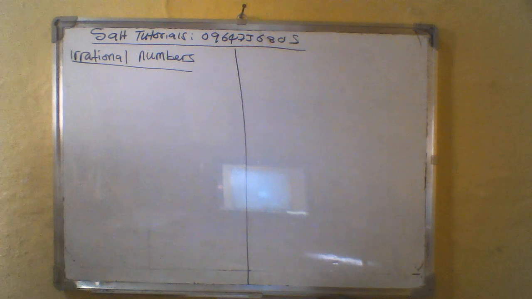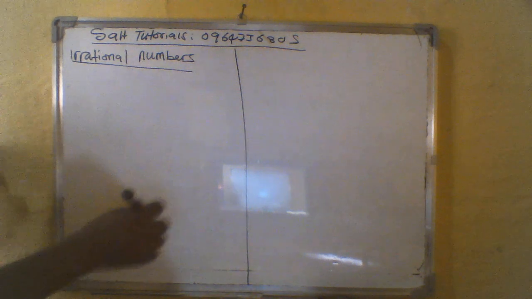So today I'm focusing on irrational values, or maybe irrational numbers. In the previous lesson we were talking about rational numbers, where we are simply saying that rational numbers are numbers which can be expressed in the form of A over B.